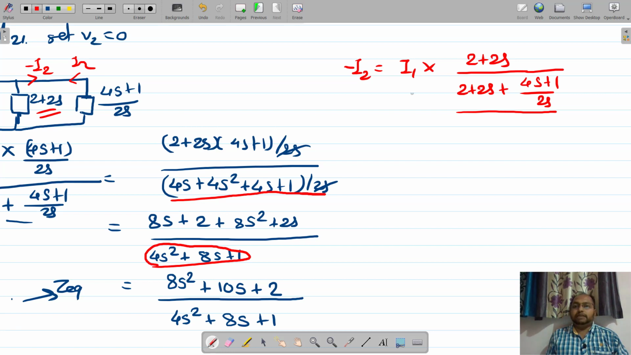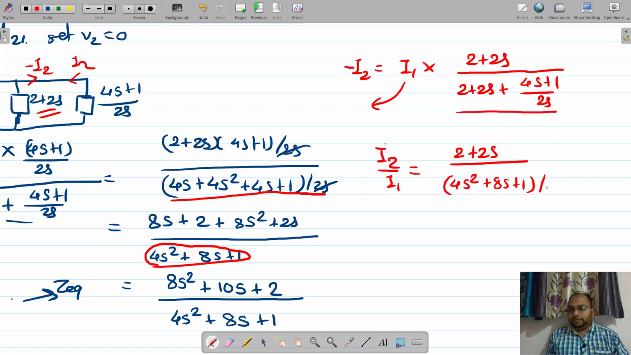Let us take the I1 term to the left hand side and transfer that minus sign to the right hand side. So I2 divided by I1 is the final term: 2 plus 2s divided by 4s square plus 8s plus 1 divided by twice s. The twice s term in the denominator will go to the numerator, and this is becoming minus because we have transferred the minus sign.